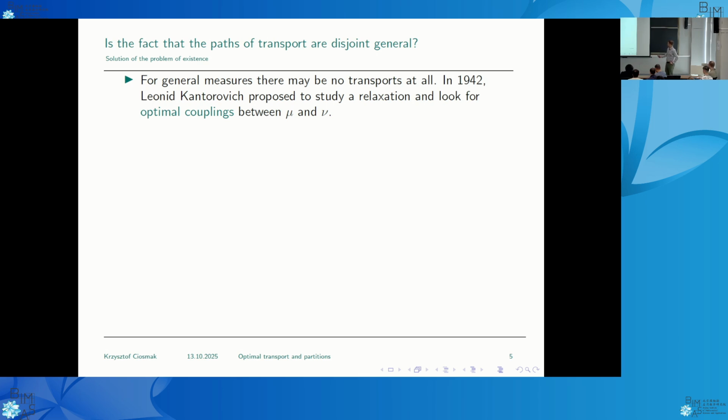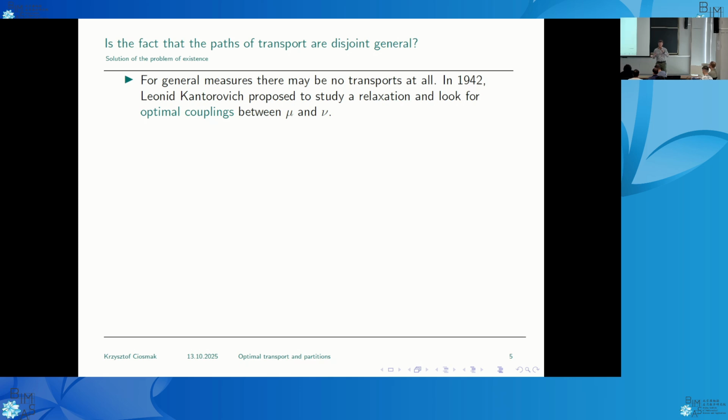And this problem is exactly solved by a relaxation that Leonid Kantorovich proposed in 1942. Instead of looking for a map, we should look for an optimal coupling between two measures. An optimal coupling is a probability measure on the product of X and Y such that its marginals are equal to mu and nu respectively. The marginals are the push forward by the projection maps onto the respective coordinates.